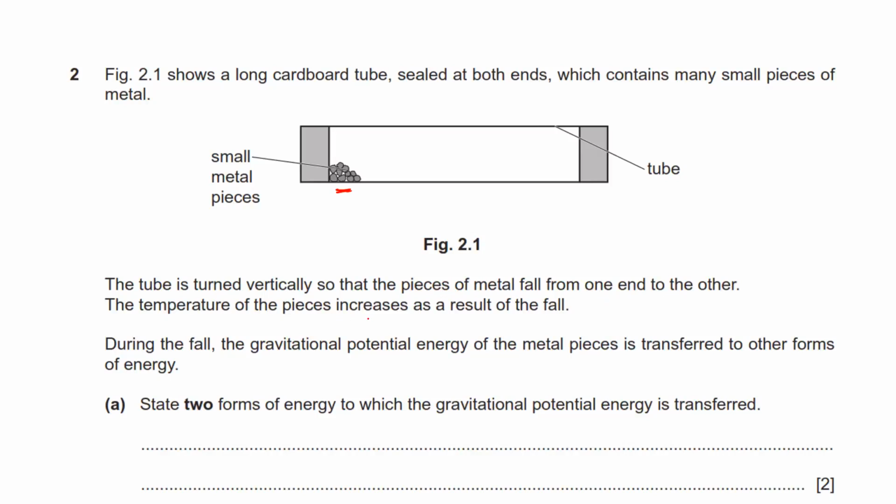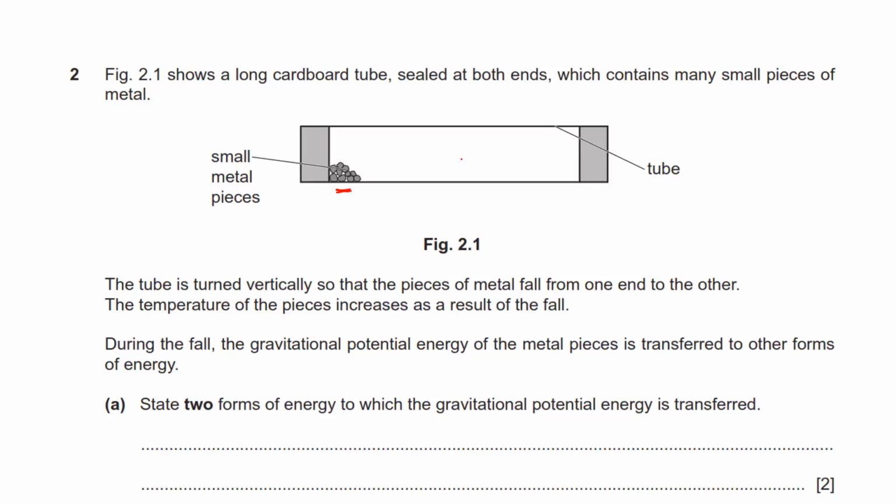The temperature of the pieces increases as a result of the fall. During the fall, the gravitational potential energy of the metal pieces is transferred to other forms of energy. State two other forms of energy to which the gravitational potential energy is transferred. So what we are doing, we are basically turning this tube from horizontal position to vertical position.